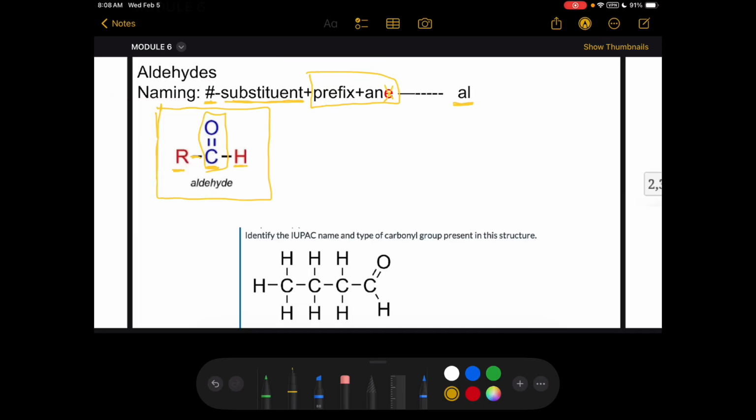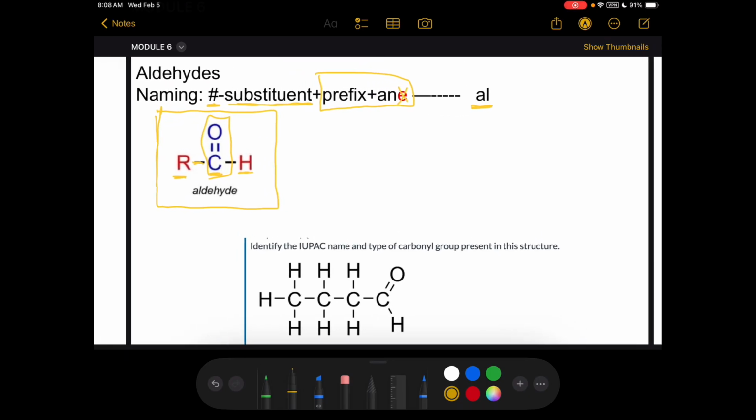Let's look at this one. Everything starts with counting the carbons. 1, 2, 3, 4 carbons. My prefix for 4 carbons is butane, right? I'm going to drop the E and replace it with al, so this is butanal. Do I have any substituent? No, it's all hydrogen and carbon. So this is butanal.